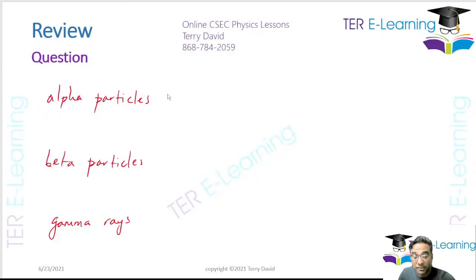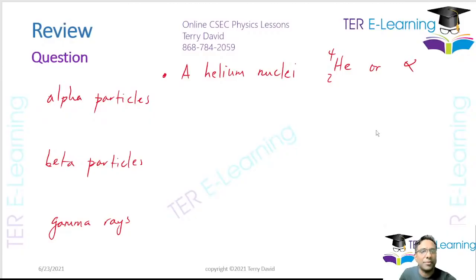In the case of an alpha particle, CSEC can ask you, what is an alpha particle? An alpha particle is a helium nuclei. Normally we represent it like this, He 4 2, or we can use this Greek symbol to represent an alpha particle. So an alpha particle is simply a helium nuclei. Think of it as a helium atom that has lost 2 electrons. That's essentially what it is.